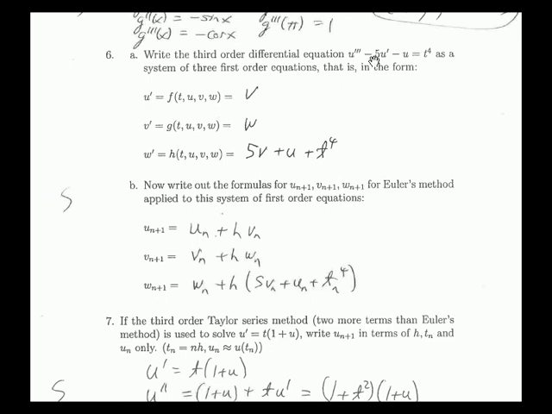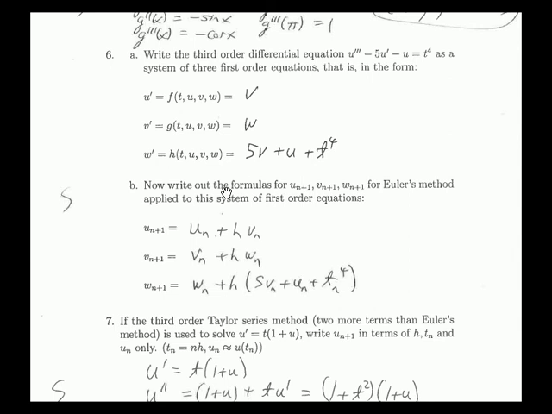Here's a third-order differential equation. You're supposed to reduce it to a system of 3 first-order equations. Just define v to be u prime, w to be u double prime, so u triple prime is equal to 5 u prime, which is v, plus u plus t to the fourth.